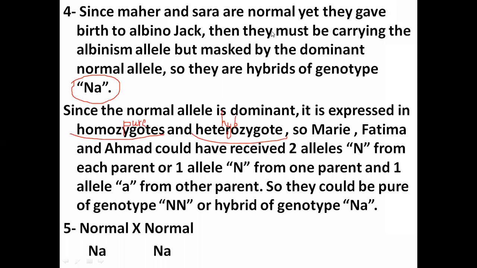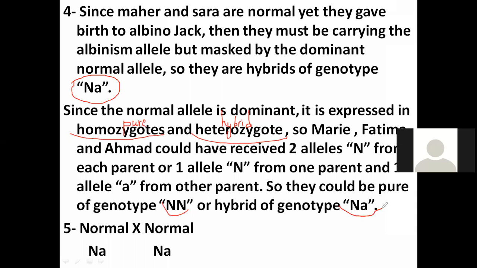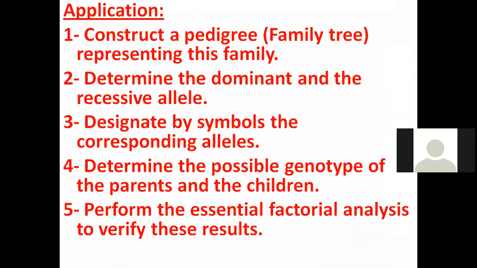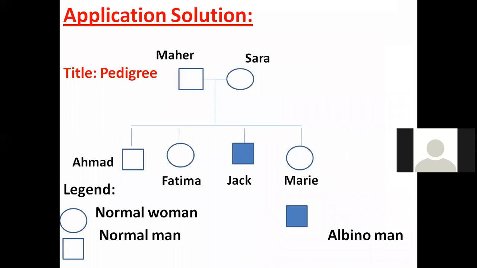That's why Marie, Ahmad, and Fatima can be either homozygote or heterozygote. So they can be either an N or they can be an A. Part 5, which is the factorial analysis. What do they need in part 5? In part 5, they ask you to perform the essential factorial analysis to verify these results.